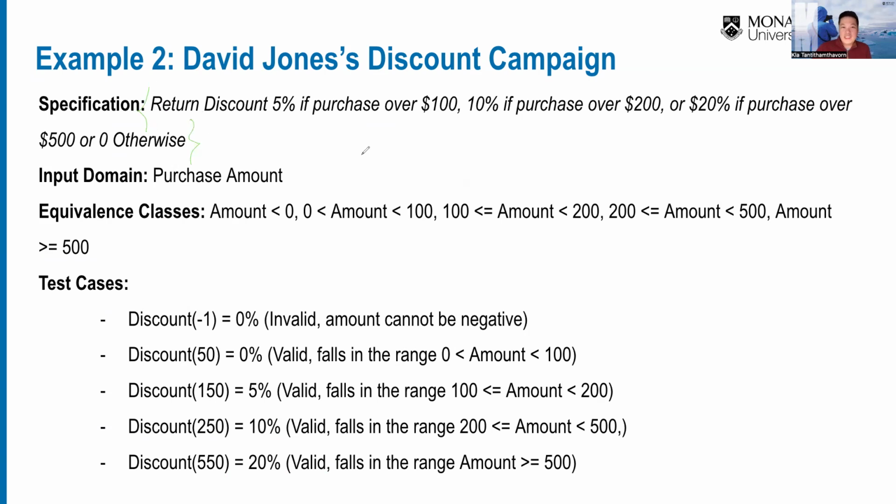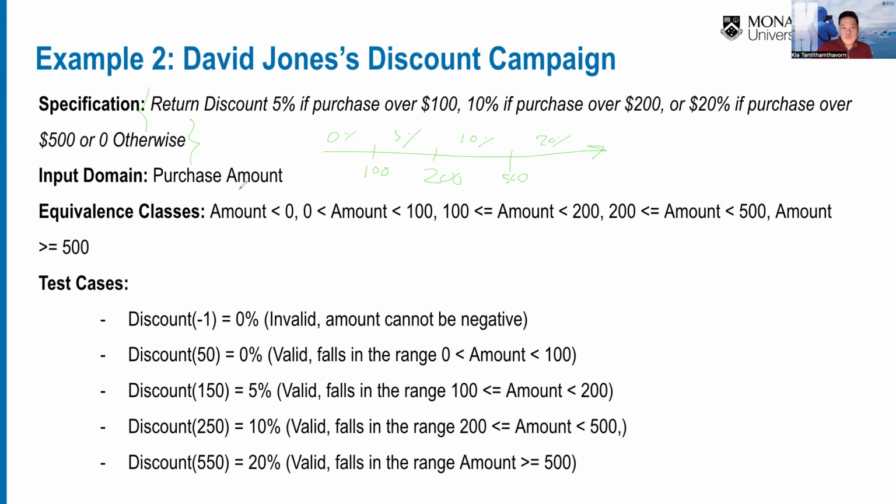So the input domain is the purchase amount. Based on the spec, return 5% if the purchase is over 100 but under 200; that's the first partition. 10% if over 200, so here it should be 10%. Then 20% if the purchase is over 500, or 0% otherwise.